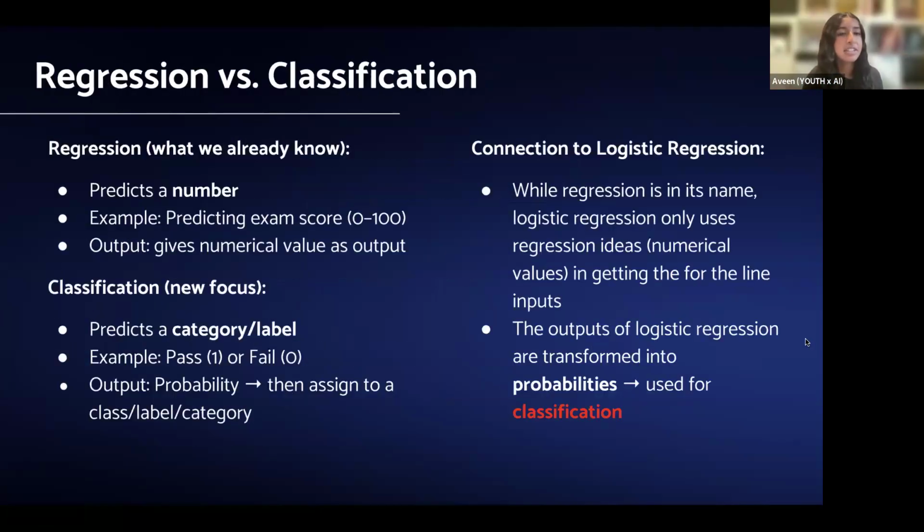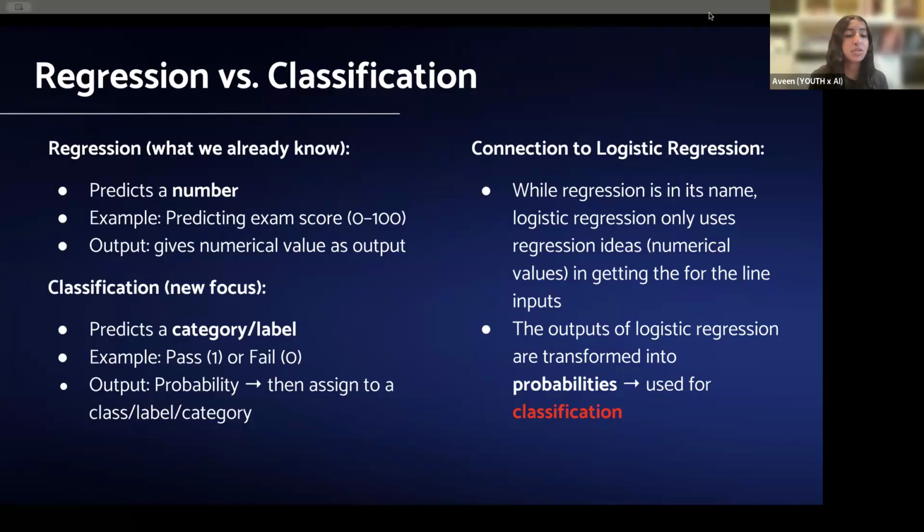We discussed this last class too, the difference between regression and classification. Regression, like we talked about last class, is predicting a number, like the example I was just giving, predicting the exam score, a numerical output in the range of 0 to 100. Classification, which we're focusing on today, is predicting a category or a label. For example, with the student, whether they're going to pass or fail. It outputs a probability, which is then assigned to a class, a label, a category. And how is this connected to logistic regression?